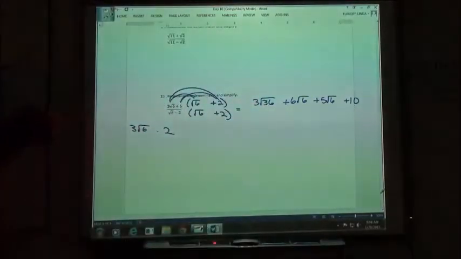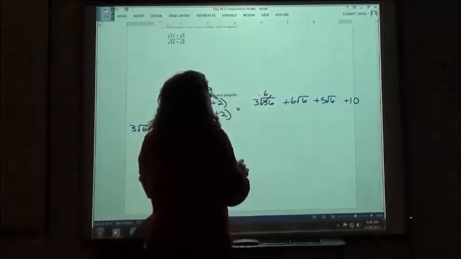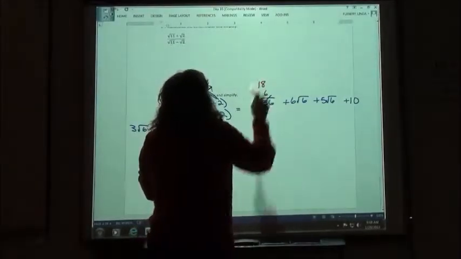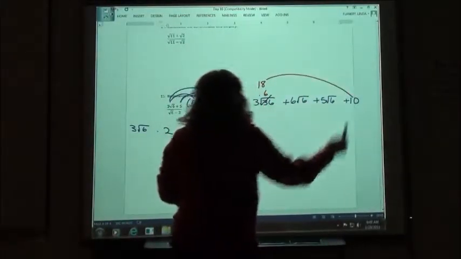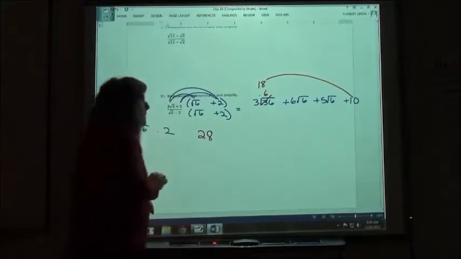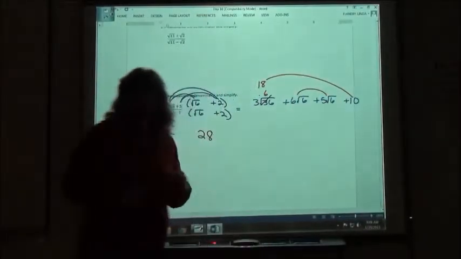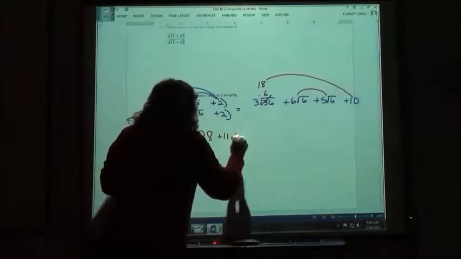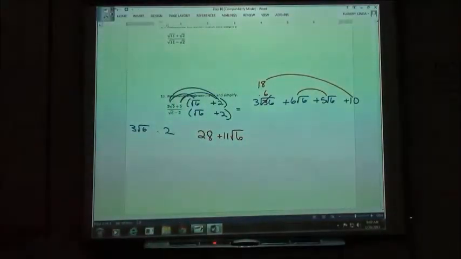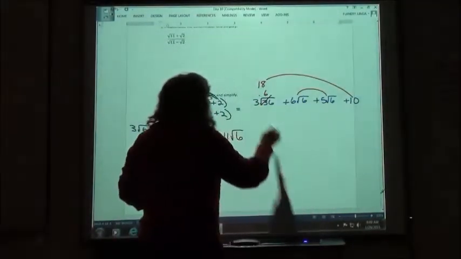We can simplify that first term. Square root of 36 is 6. So we have 6 times 3, 18. So now we can combine our 18 with our 10, right? Yep. 18 plus 10 is 28. Then we can also combine our inside pairs because they both are square root of 6's. If I take a 6 square root of 6 plus a 5 square root of 6, I get 11 square root of 6. Just adding the front numbers. We got the top all simplified.